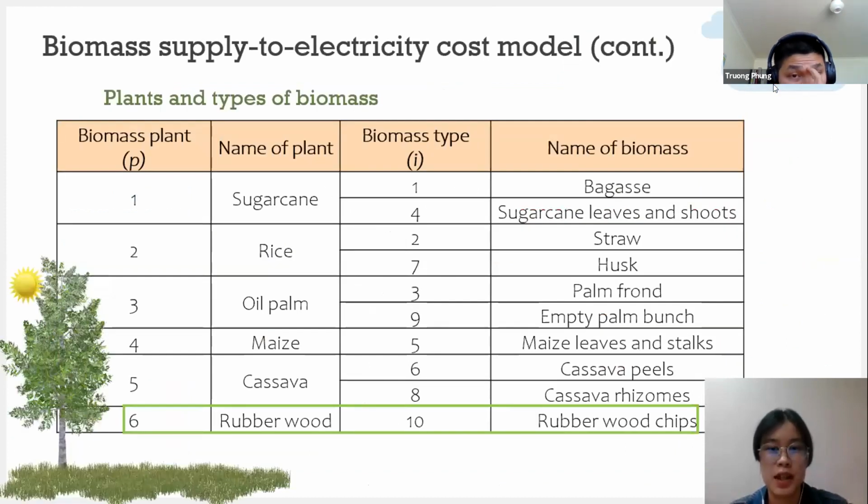As you see in the table, sugarcane includes bagasse and sugarcane leaves and shoots. Stalk and husks are from rice. Oil palm has frond and empty palm bunch. Maize has only leaves and stalks, as does rubber wood. And the last one is cassava, which includes peels and rhizomes.